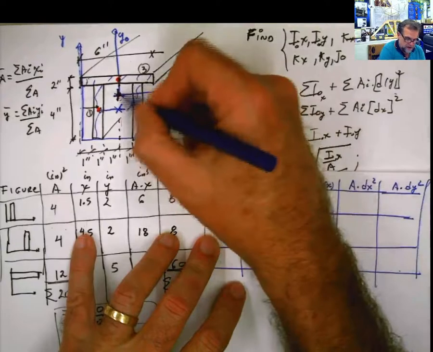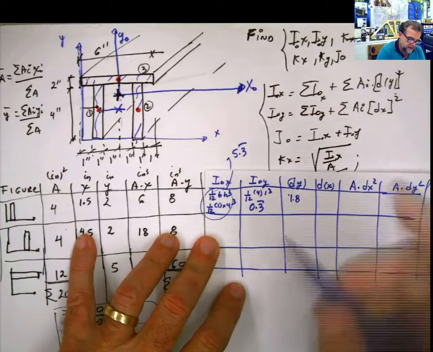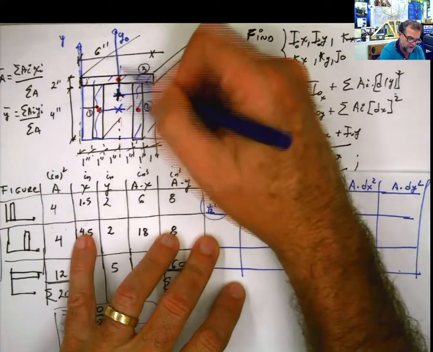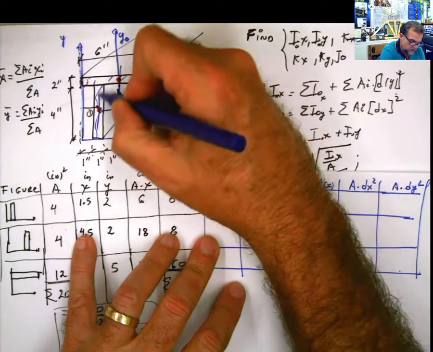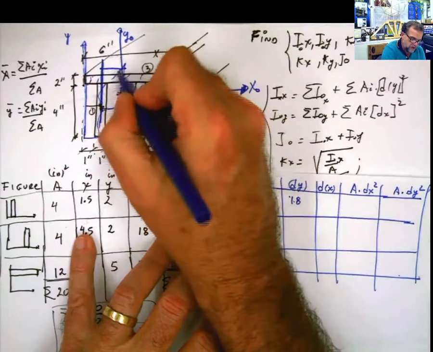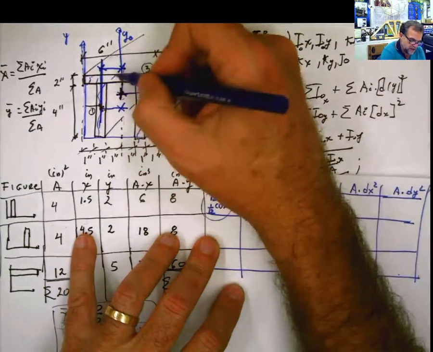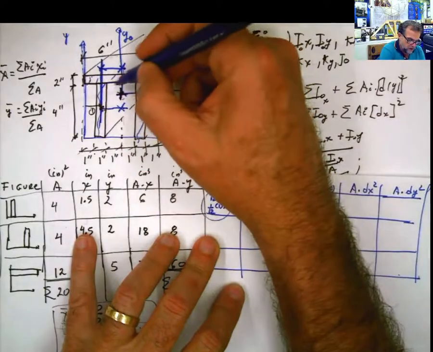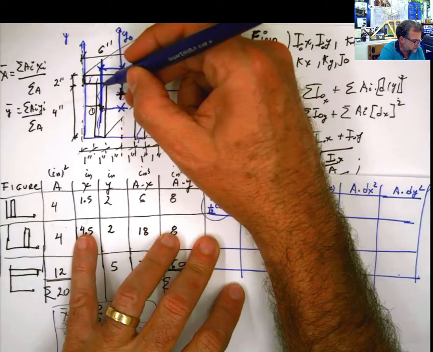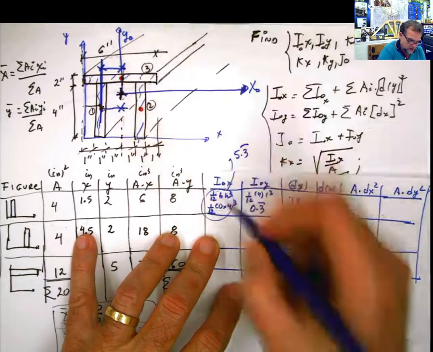This distance. Now, dx, what is dx? dx is the distance measured in x between the centroid of my composite figure and the centroid of figure 1 in this case. So the distance I'm looking for is this one. How much is that distance? Well, from here to here I know there is 1, and from here to here is 0.5, so that distance should be 1.5.